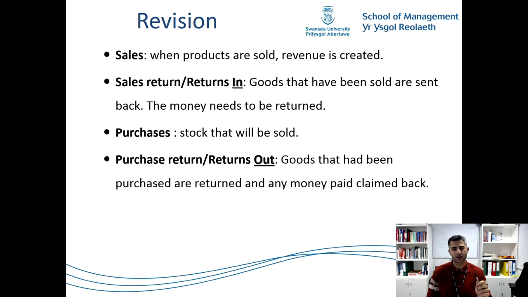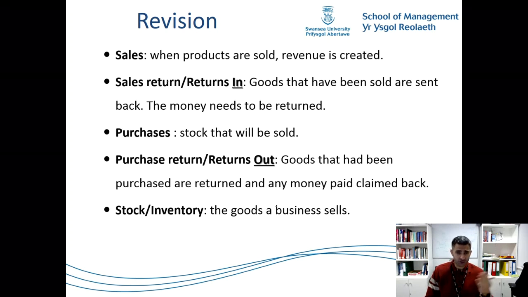So what does that mean? This means as a business, for instance, if you look at Tesco, if Tesco bought bananas from X supplier, okay, that's fine, that's purchases, right? If the bananas were out of date, Tesco returned the bananas to the supplier and got their money back. So this is purchase return or return out. That's out of Tesco. As a client, as a customer, you are not involved. In terms of stock inventory, these are the goods a business sells.